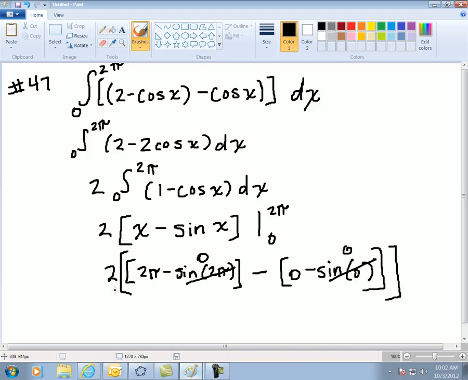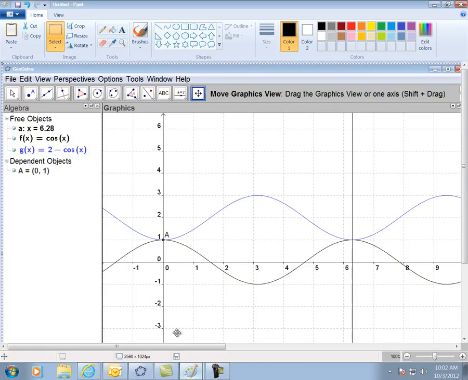And so everything is 0 except for this 2 pi, so I'm left with 2 times 2 pi. So my area is in fact 4 pi. I hope this helps. Again, if you can figure out a way to get these graphed, so you can see, that'll make your life easier.